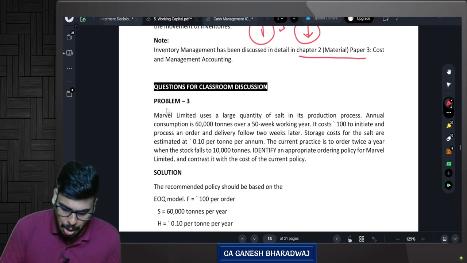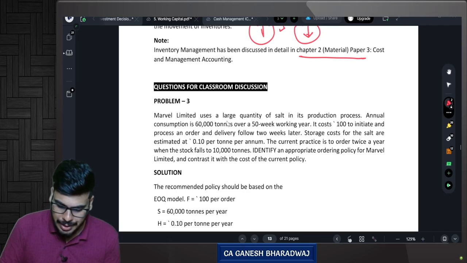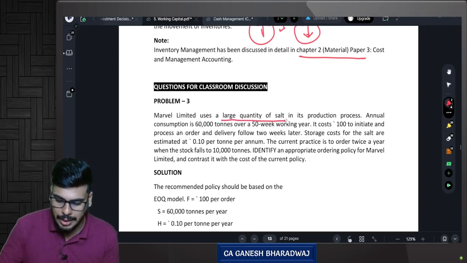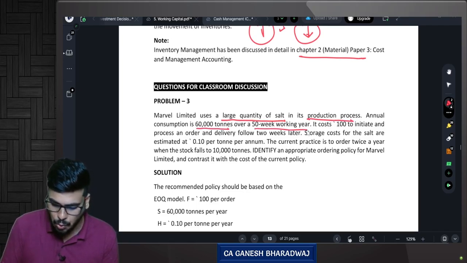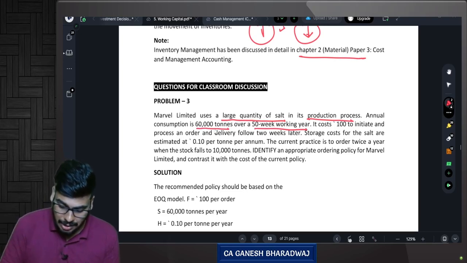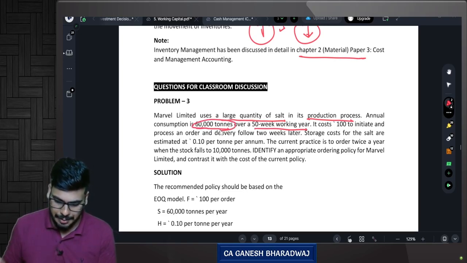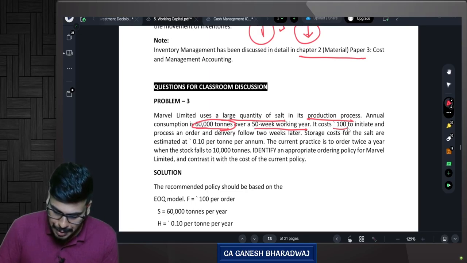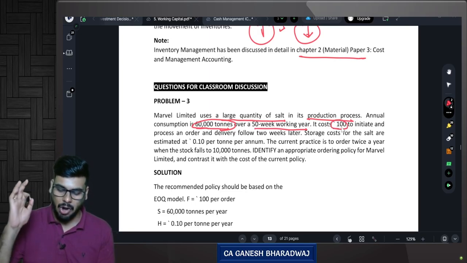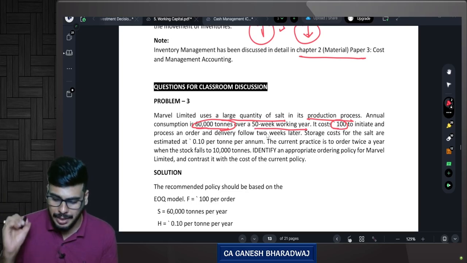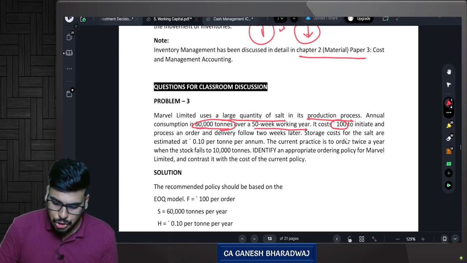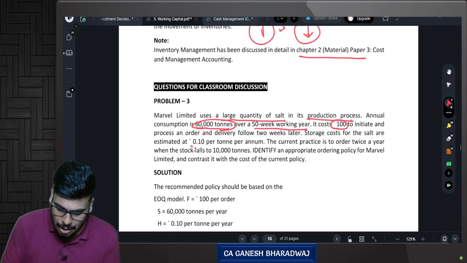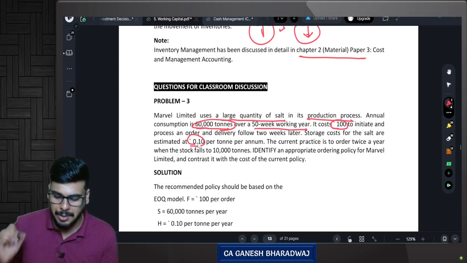Now, problem number 3. Marvel Limited uses a large quantity of salt in its production process. Annual consumption is 60,000 tons over a 50-week working year. So every year they are consuming 60,000 tons of salt. It costs 100 rupees to initiate and process an order, and the delivery follows 2 weeks later. So if I place an order today, the delivery will happen only after 2 weeks.